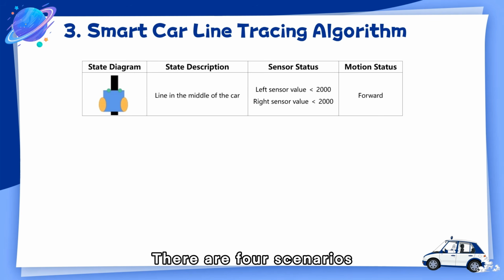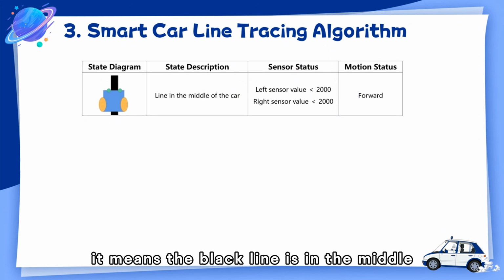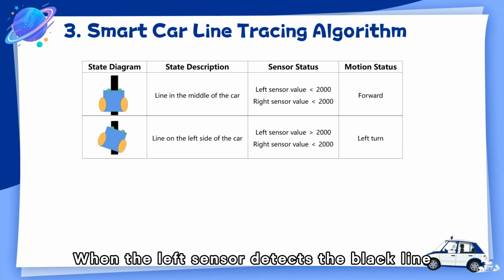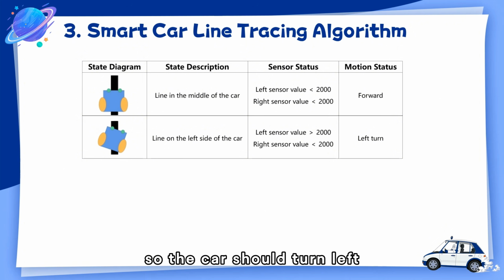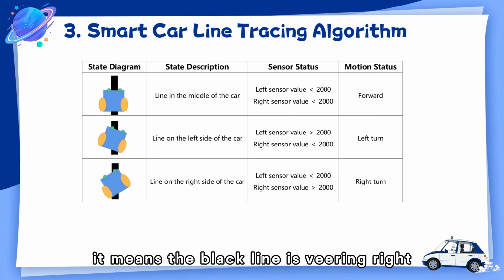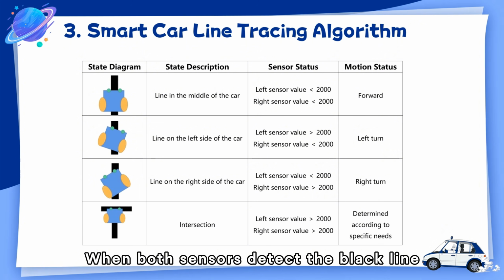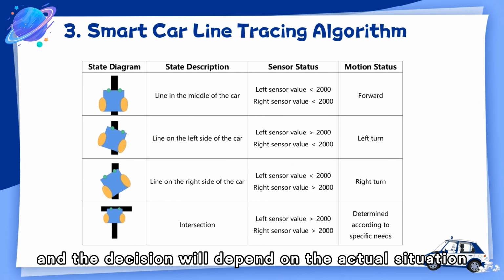There are 4 scenarios. When both sensors are on the white background, it means the black line is in the middle, and the car goes straight. When the left sensor detects the black line, it means the black line is veering left, so the car should turn left. When the right sensor detects the black line, it means the black line is veering right, so the car should turn right. When both sensors detect the black line, it means the car is at an intersection, and the decision will depend on the actual situation.